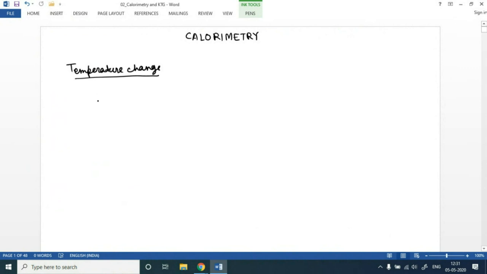Heat added dQ is related to change in temperature by this expression, mc dT, where dQ is the heat added, dT is the change in temperature, m is the mass of the substance, and c you can rearrange to write as 1 by m dQ by dT. That is the heat required per unit change in temperature per unit mass of the substance, and this quantity is known as the specific heat capacity of the given substance.